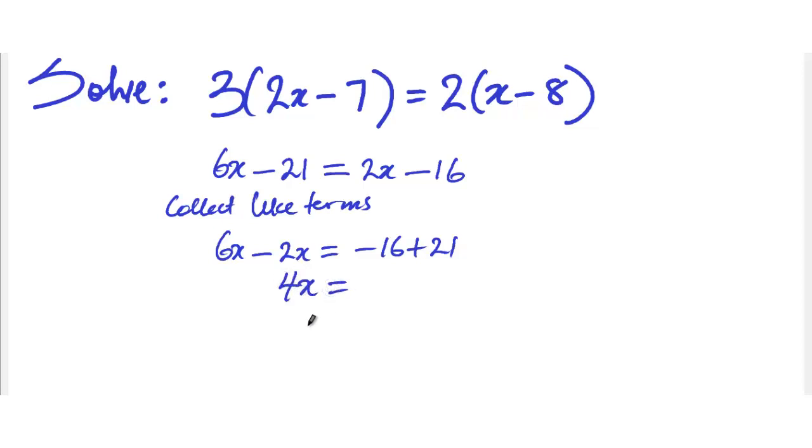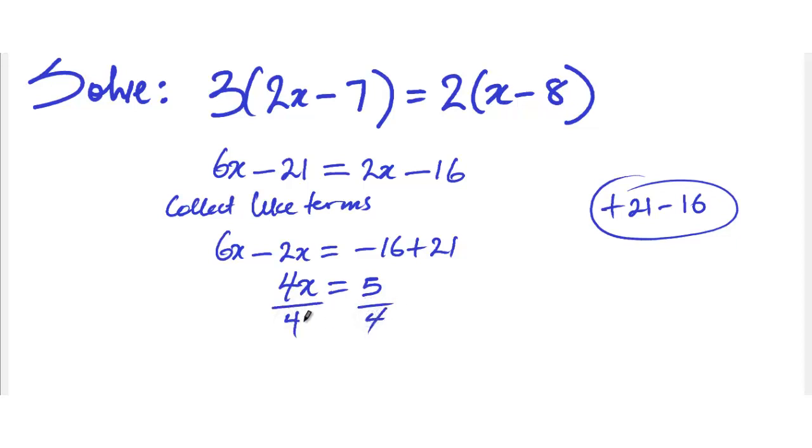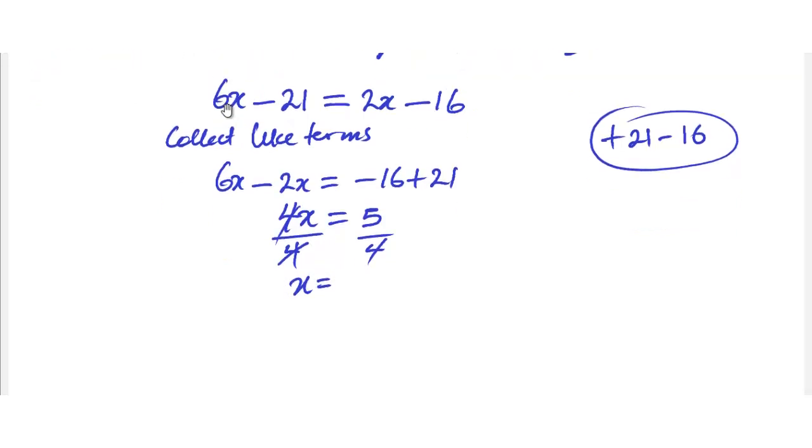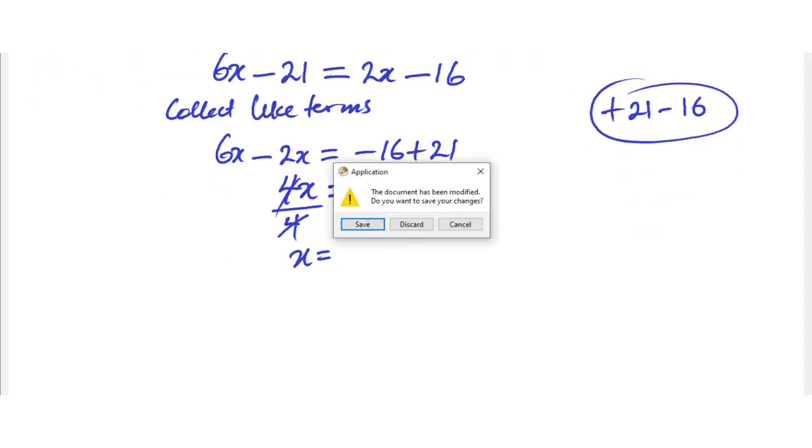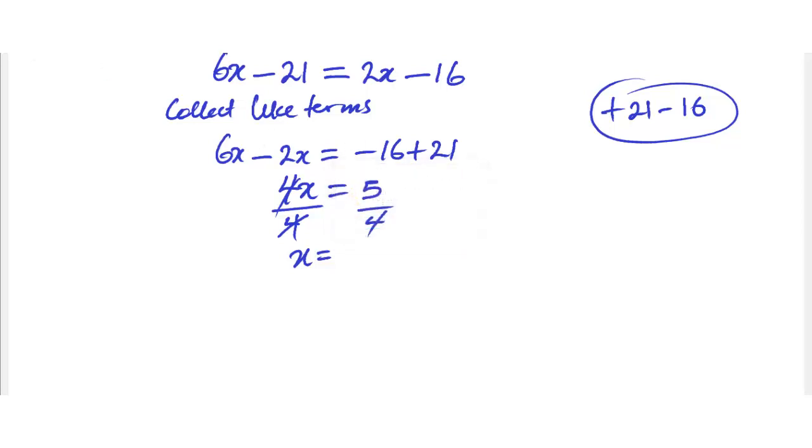Then minus 16 plus 21 is the same thing as saying plus 21 minus 16. So minus 16 plus 21 will give us 5. So we divide both sides by the coefficient of x, which is 4. 4 cancels 4, so x will now be 5 over 4.